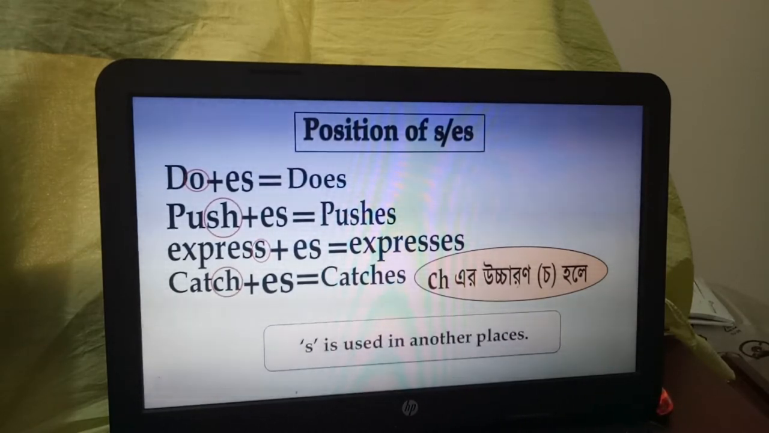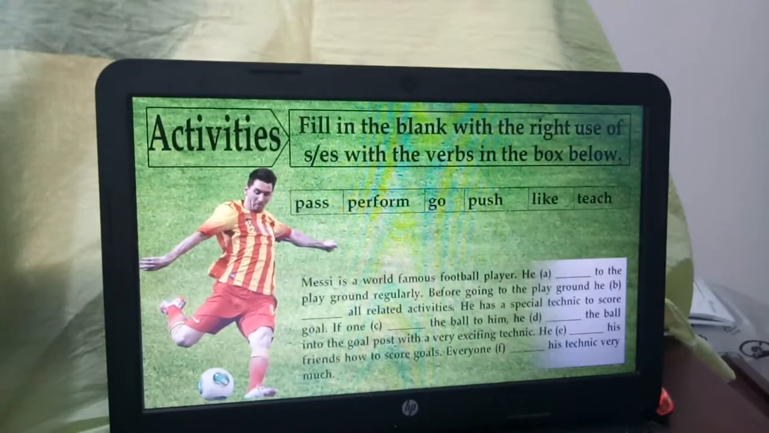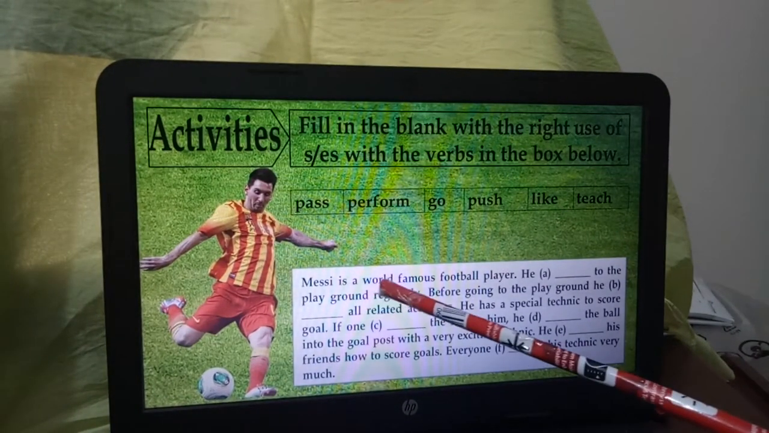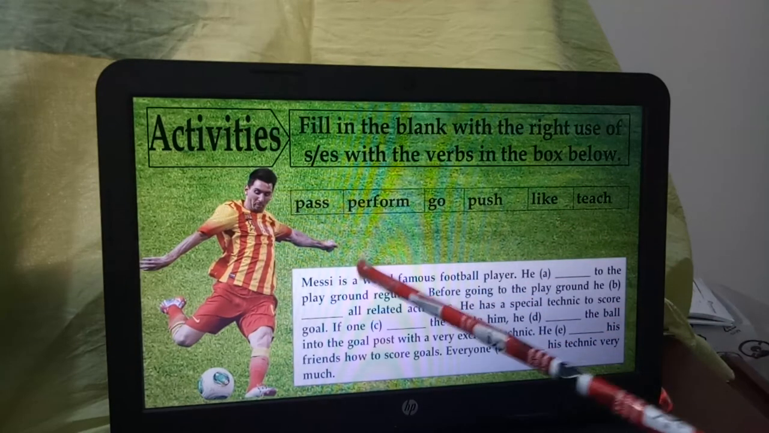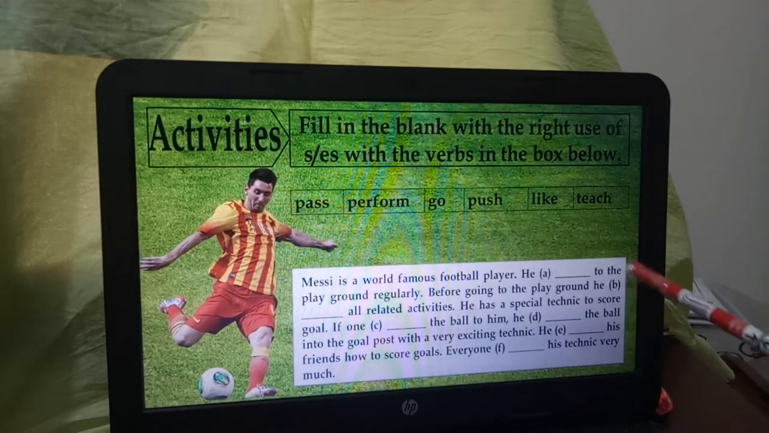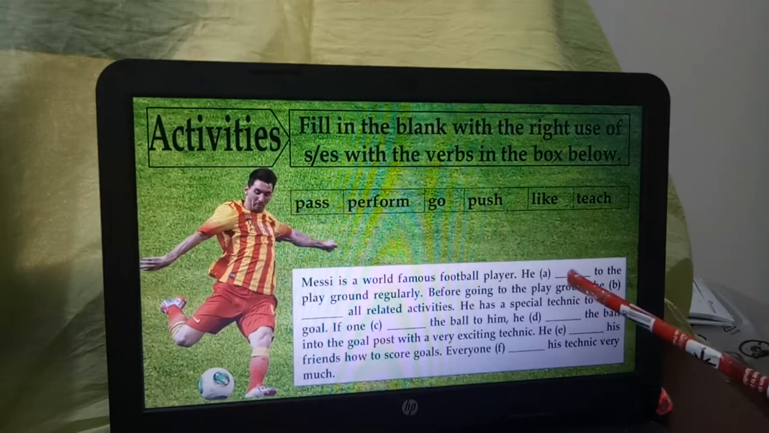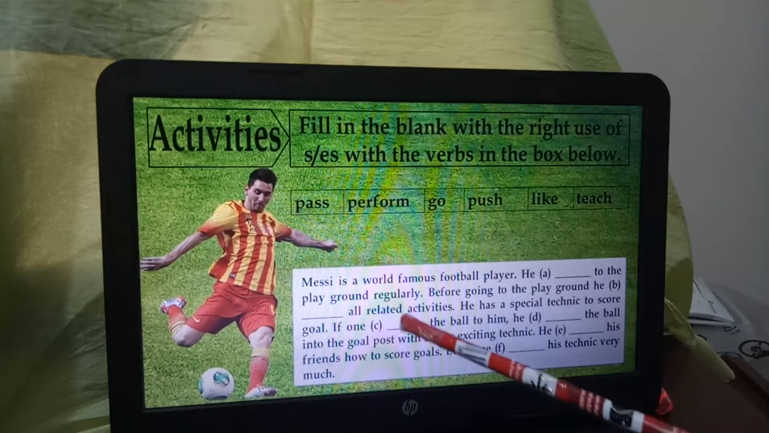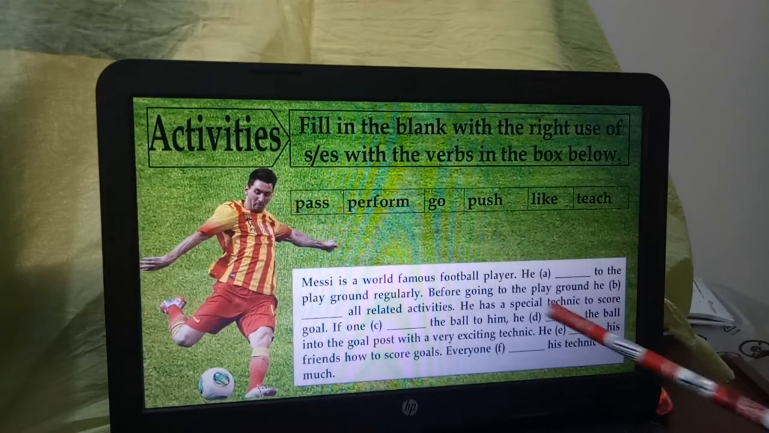S is used in other places. Now see, Messi is a world famous footballer, football player. He goes to the playground regularly. That means he goes. Before going to the playground, he does all related activities.